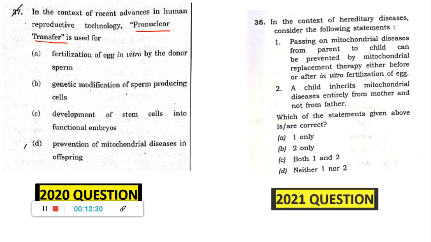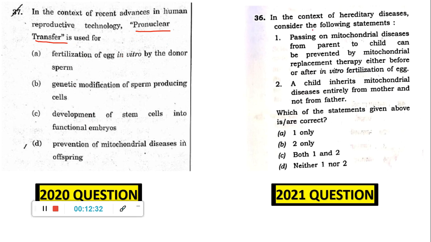Now, in the context of recent advances in human reproductive technology, pronuclear transfer is used for. Now, this is a 2020 question. In 2021, this is a very direct question where in ABCD you just have to tell what it is related to. But in 2021, that same thing went one step ahead, and they asked the full detailing of that process. Here, the answer is prevention of mitochondrial diseases in offspring.